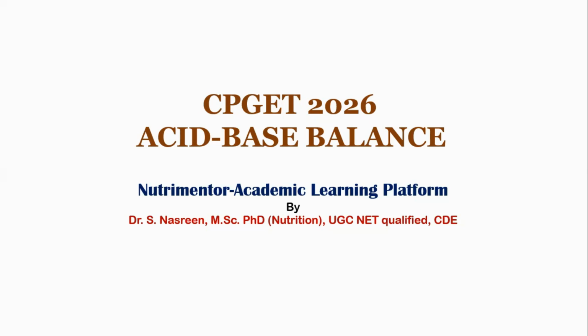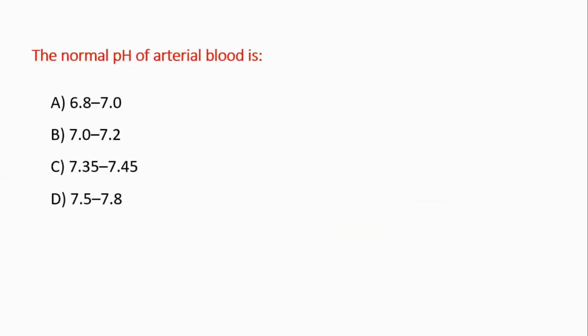So here is the first question. The normal pH of arterial blood is: 6.8 to 7, 7 to 7.2, 7.35 to 7.45, or 7.5 to 7.8. Our body is extremely strict about blood pH. Even a small change can affect enzymes, cells, and organs. So, what is the normal blood pH that every nutrition student should remember?